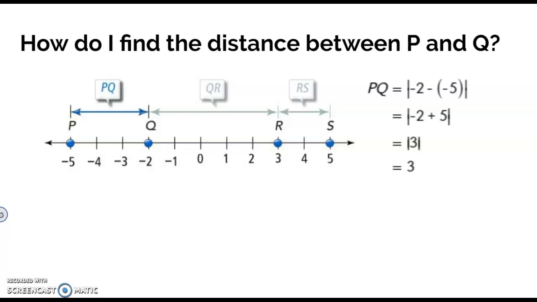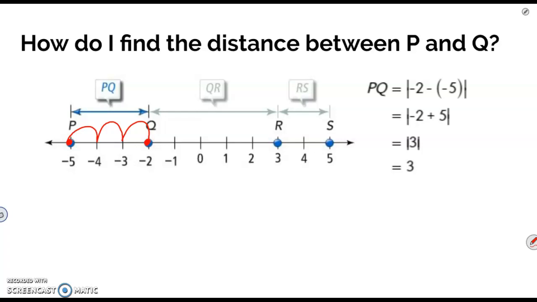How do I find the distance between P and Q? When we have numbers on a number line, to calculate distance, we can just count. So if I were to count how many spaces point P is from point Q, I see that it's 1, 2, 3 spaces. What we are going to do is find the absolute value of the difference between these two numbers. As you can see, PQ equals -2 minus -5.